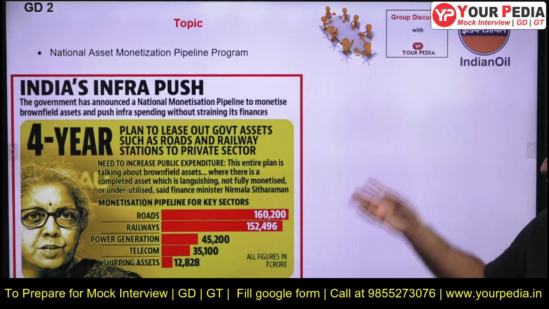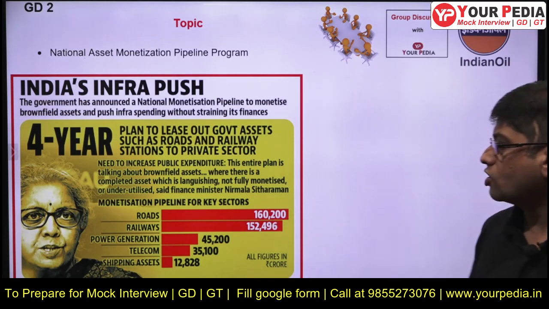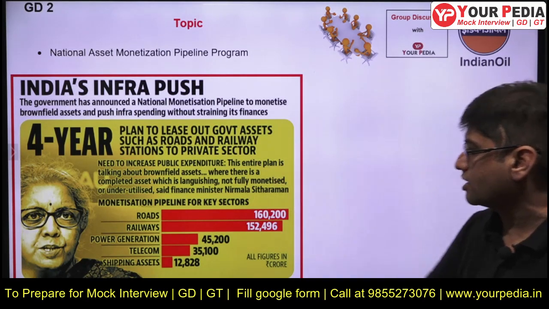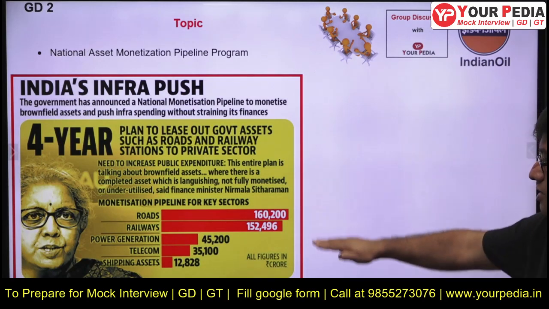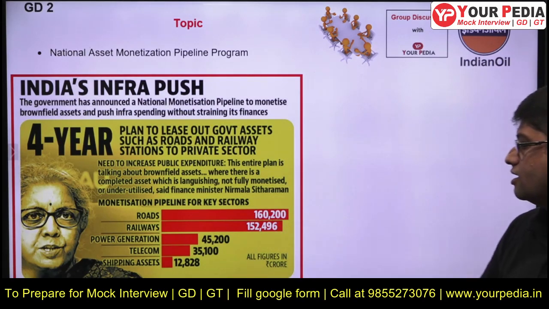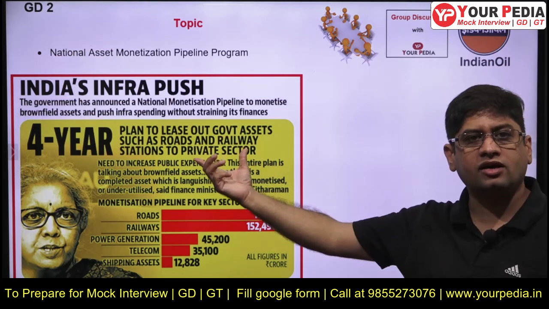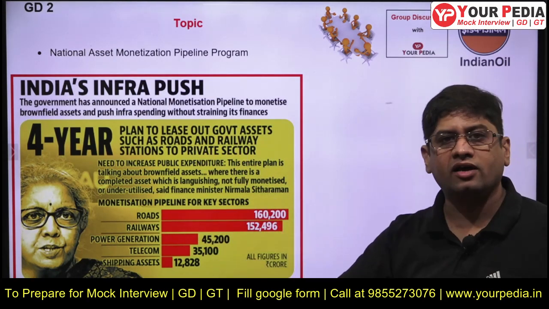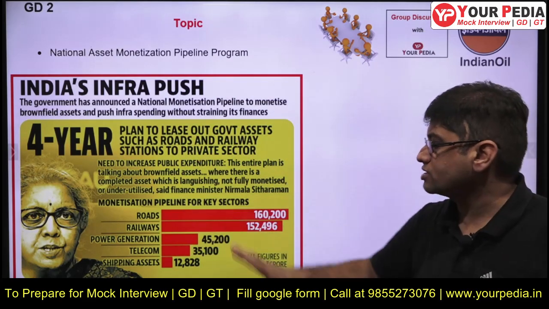That is in descending order. So the maximum you are targeting is 1.6 lakh crore from roads, 1.5 lakh crore from railways, and from power generation 45,000 crore, something like that. All these figures are in crores. 1.6 lakh crore out of 6 lakh crore from roads, 1.5 lakh crore from railways. So 3 lakh crore out of 6 lakh crore are from roads and railways.